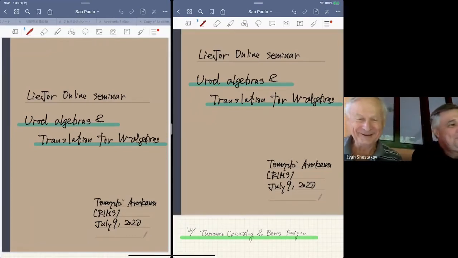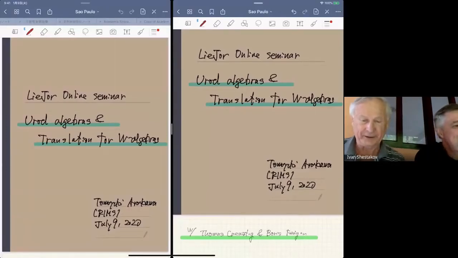Good morning, good day, good afternoon, good evening, and good night, especially for Tomoyuki, good night for you. So, we have a difficult day today.